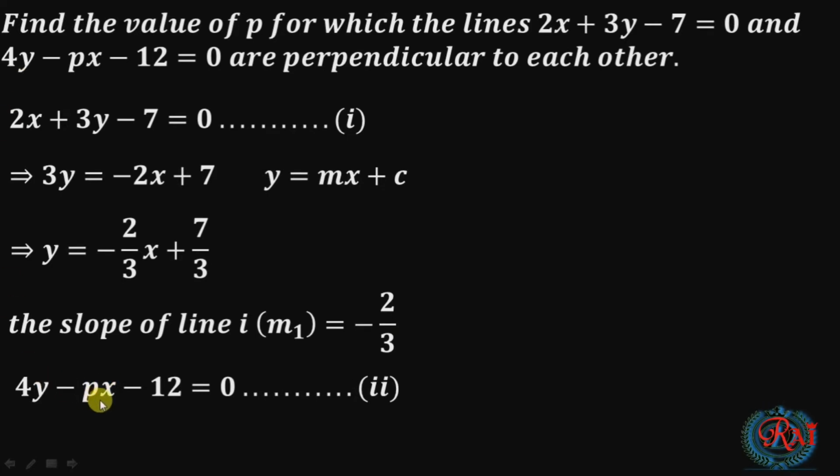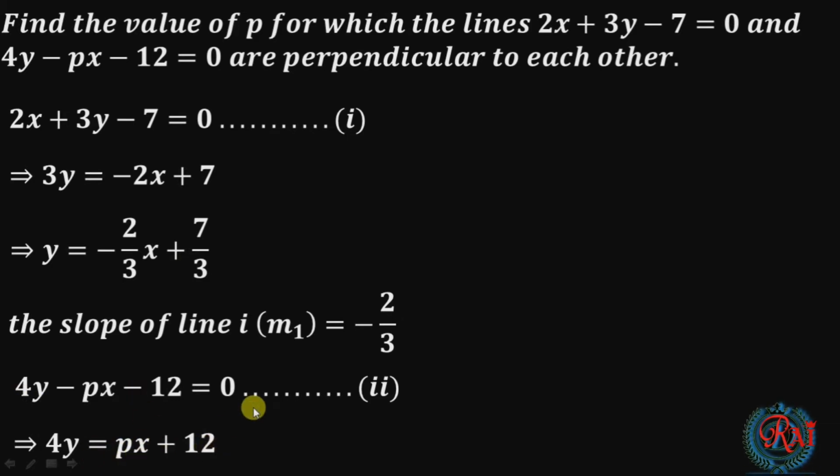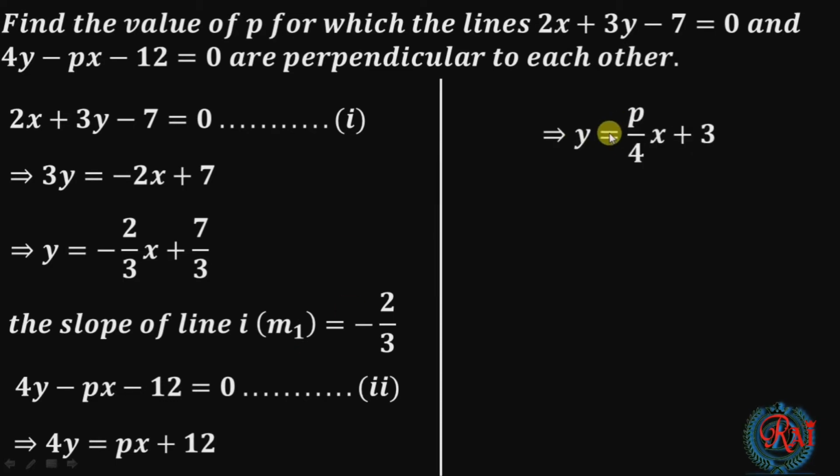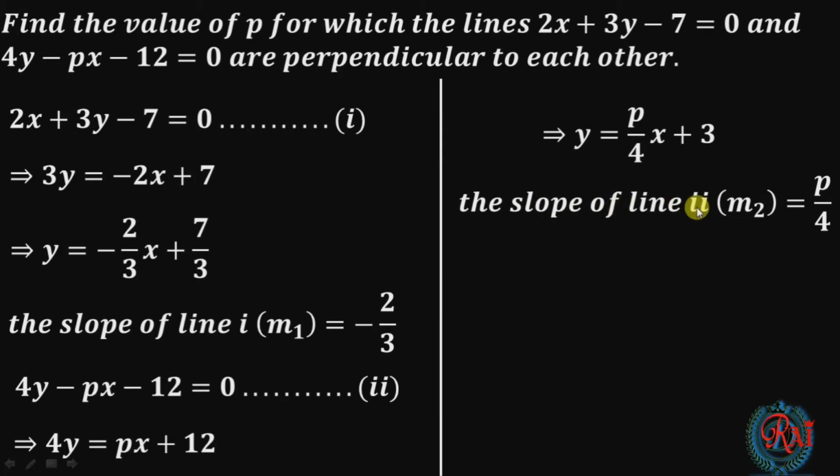4y minus px minus 12 is equal to 0. This is our line 2. This equation also we need to convert to y is equal to mx plus c. So we'll write 4y is equal to px plus 12. Now y is equal to p divided by 4 x plus 4 threes are 12, so 3. So the slope of line 2, which is represented by m2, is equal to p divided by 4.